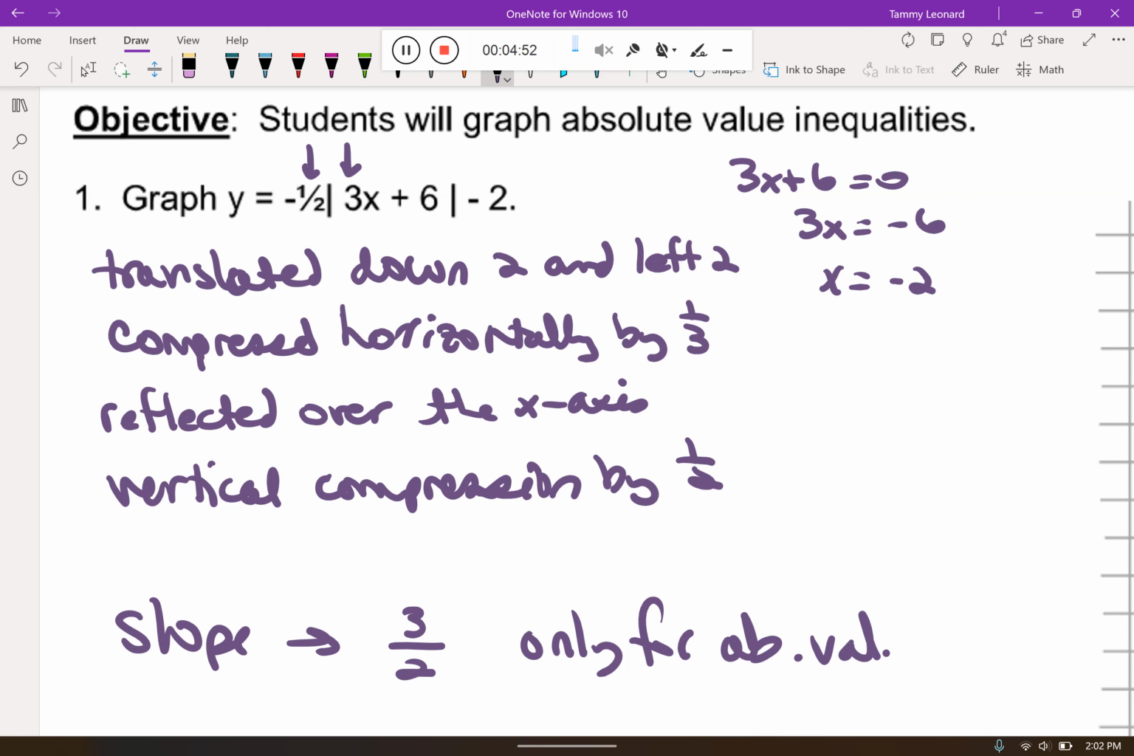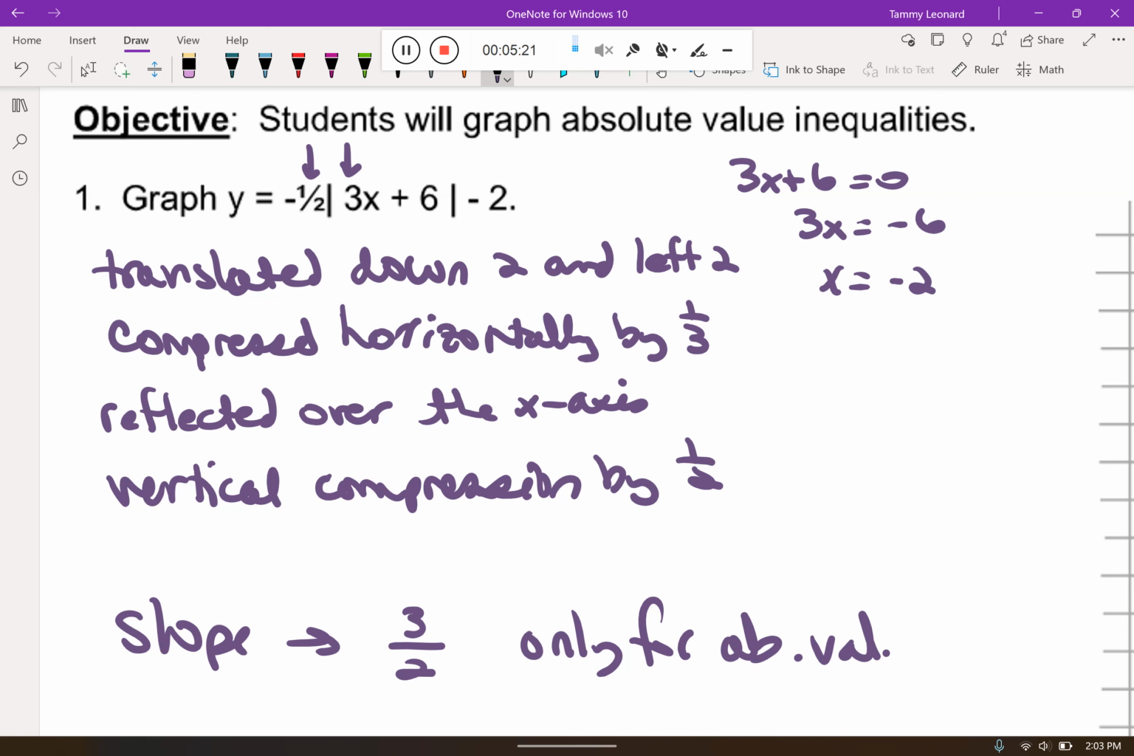Yes? Why would the slope not be negative? Is the negative just to represent the shift over the x-axis? So it's a good question. Why is the slope not negative 3/2? Picture an absolute value. It's two lines. One line has what kind of slope? A positive slope. The other side has a negative slope. So we never bother to say that the slope is positive or negative because we understand that the slopes are both positive and negative. It just depends which side you're looking at. Does that make sense? Okay.